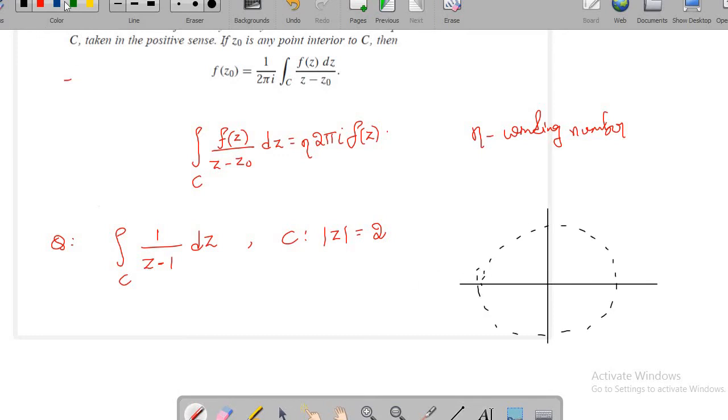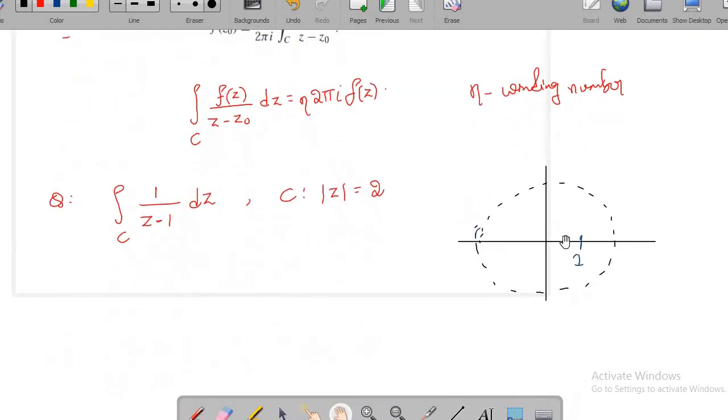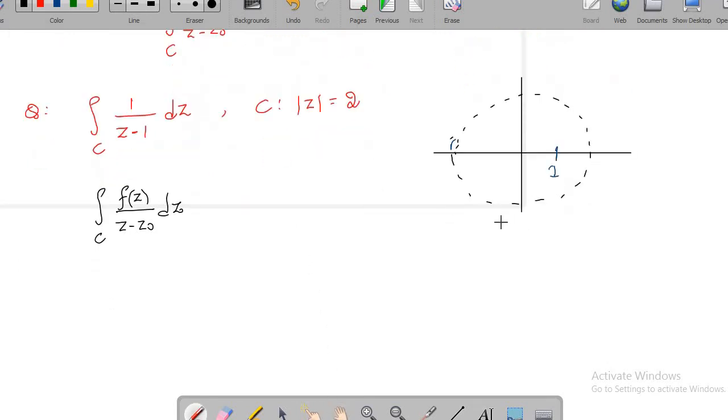Now you know where the point z equal to 1 is. In place of z minus z naught, I have z minus 1. So 1 is here, inside this closed curve. We take this z naught to be any point interior to C. So now 1 is a point interior to the given curve, and the integral looks like the integral of f of z by z minus z naught into dz, with z naught inside C.